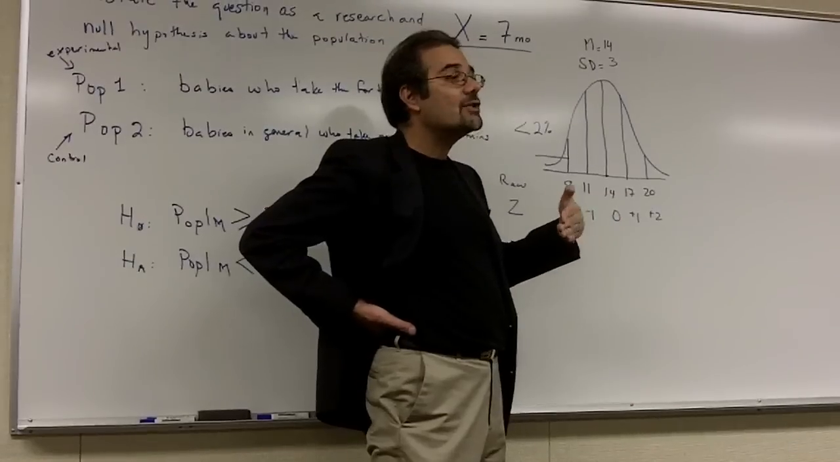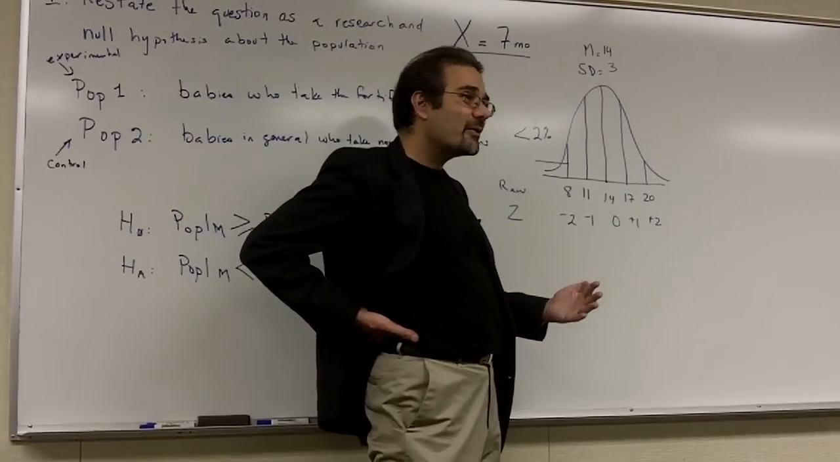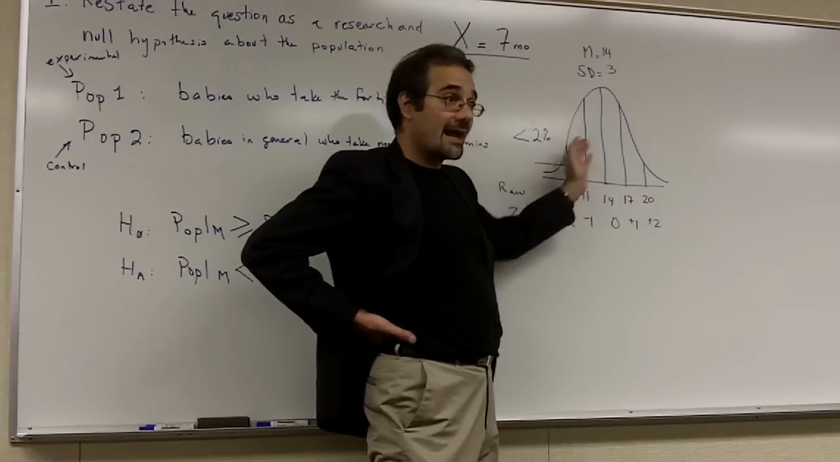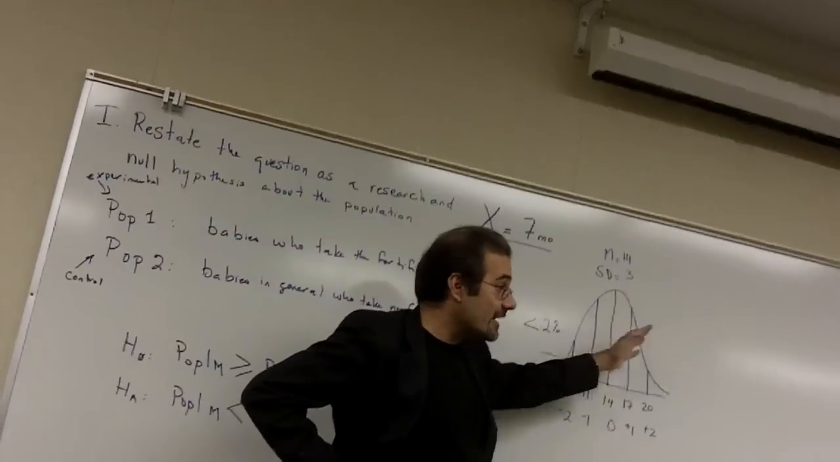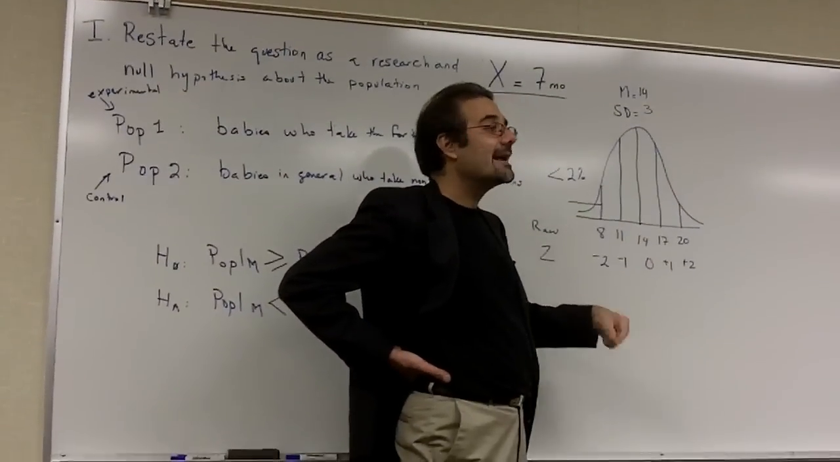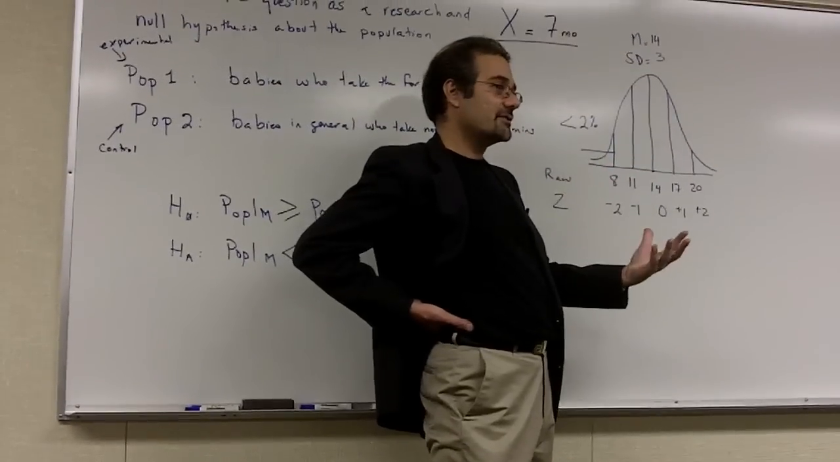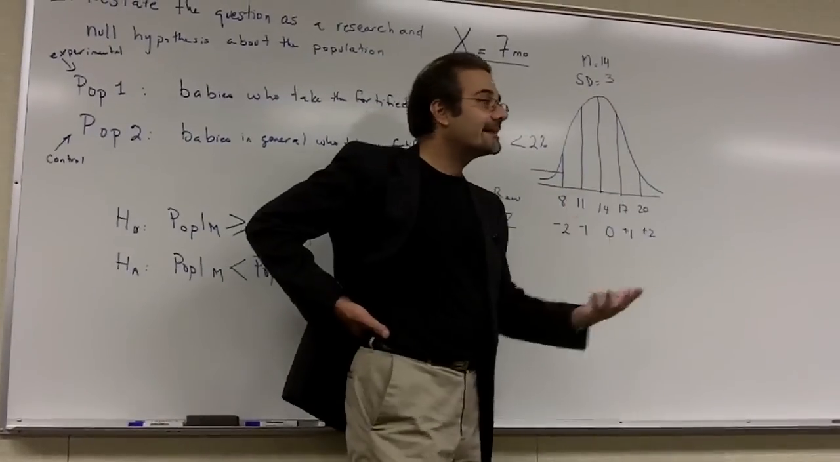The probability of him walking at the age of 7 months, if the drug had no effect, is less than 2%. Therefore, I think I can reject the idea that the drug had no effect. I can reject this null hypothesis, and I can reject the associated distribution, and I can start thinking of this baby as coming from a different distribution, a distribution that represents babies who have been affected by the drug.